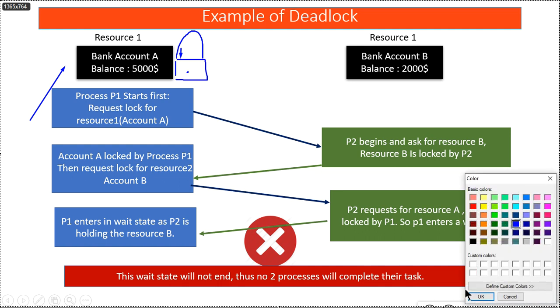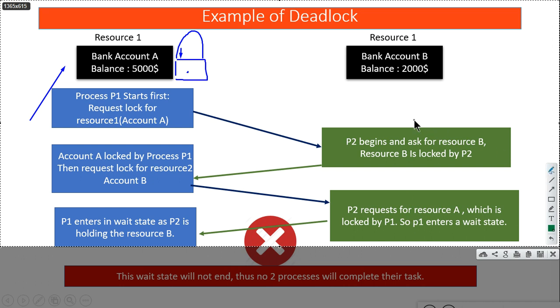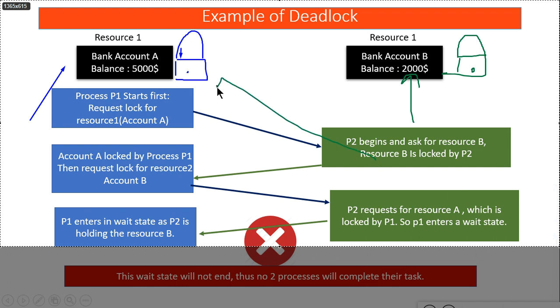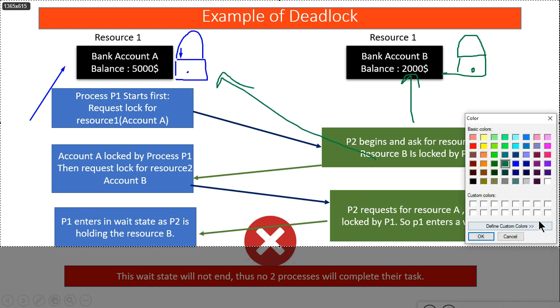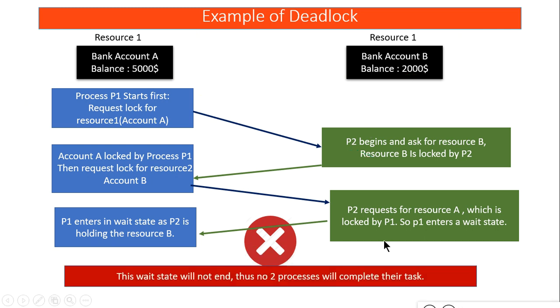Okay, then P2 executes and requests R1 and locks it. Now it needs this resource, but P2 needs this resource. Both are waiting for each other to complete its task, but no one will be able to complete the task and there will be an issue.